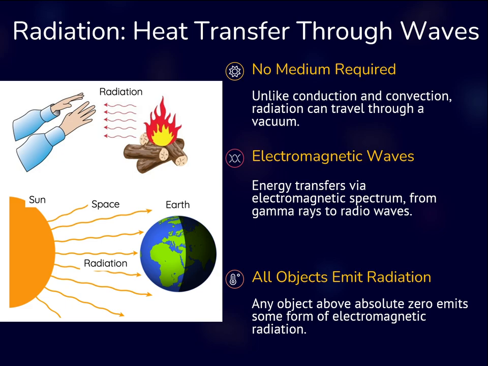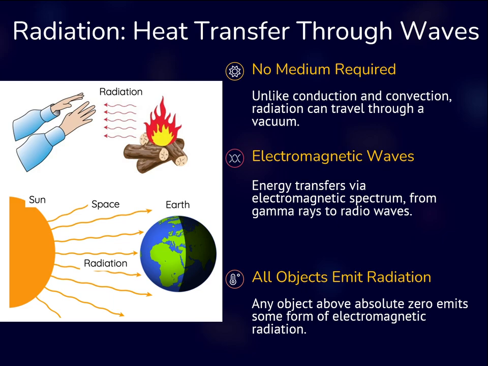Radiation is the transfer of energy via electromagnetic waves. It doesn't require a medium, which means it can happen even in a vacuum like space. The most familiar example is sunlight, which travels through space to warm the Earth. All objects above absolute zero, which is the coldest temperature that can exist, emit some form of radiation. The hotter the object, the shorter the wavelength of the radiation that it emits.